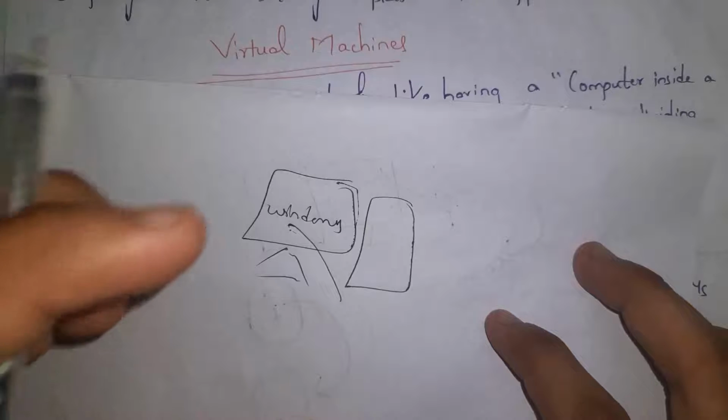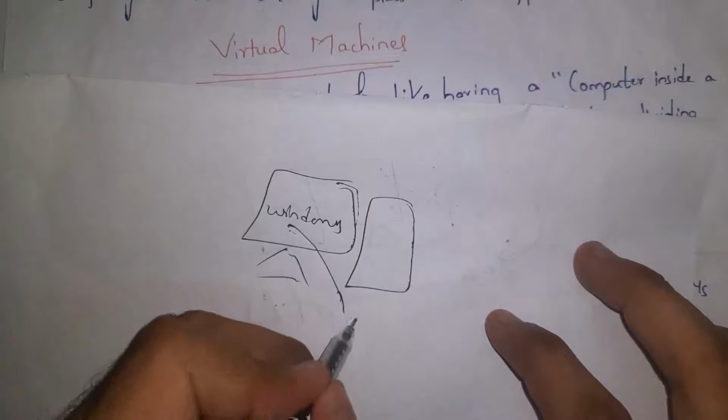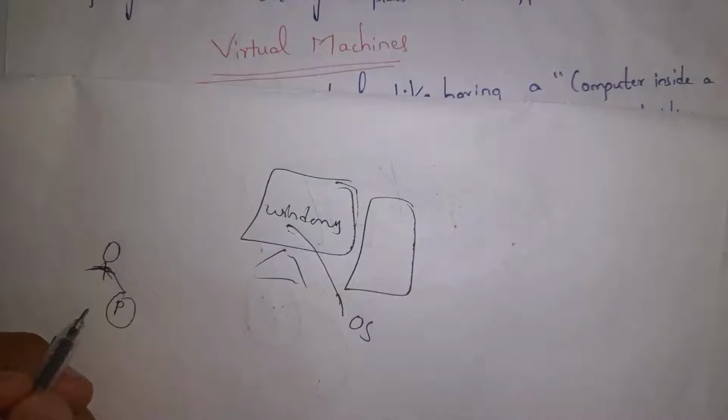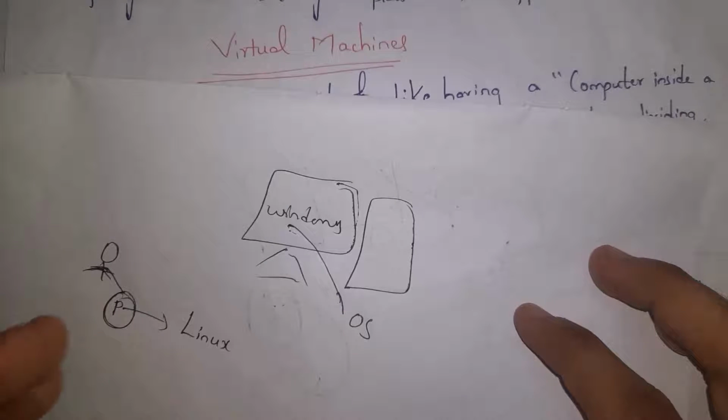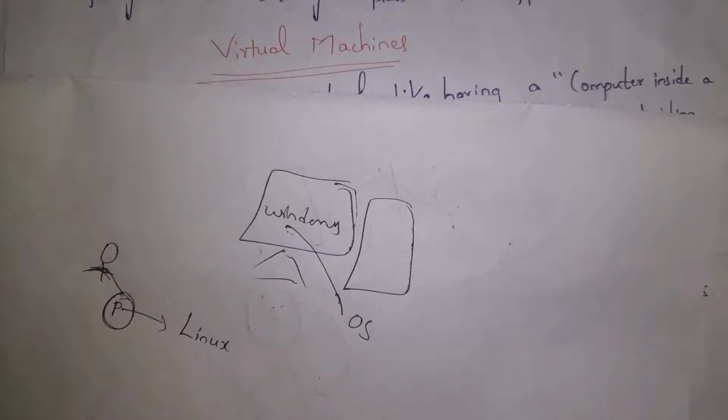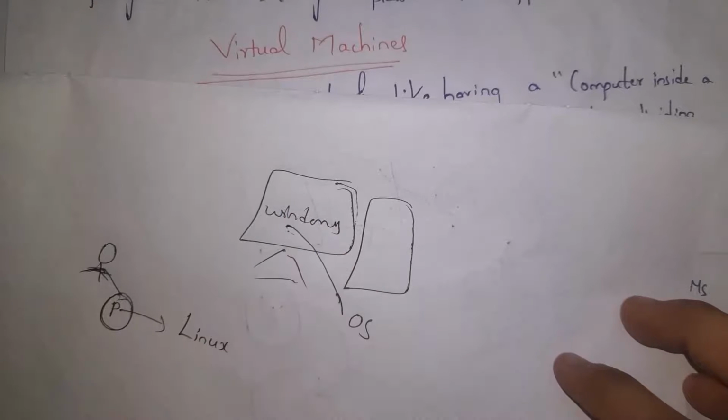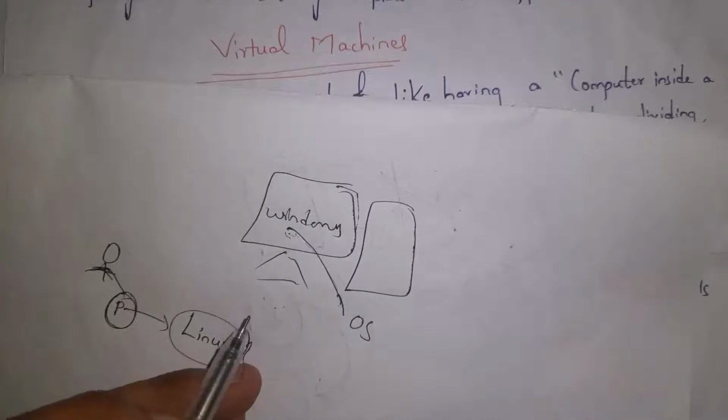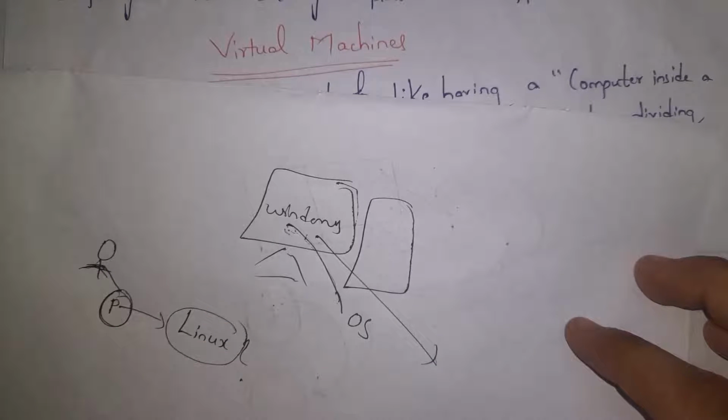Guys, for example, I have a computer. This computer contains the Windows operating system. Suddenly, I got one project to work on, and in order to make this project, I need the Linux operating system. But my system does not contain Linux. Installing Linux is a time-taking process. So what I will do is, in my Windows itself, I will install one virtual machine software.